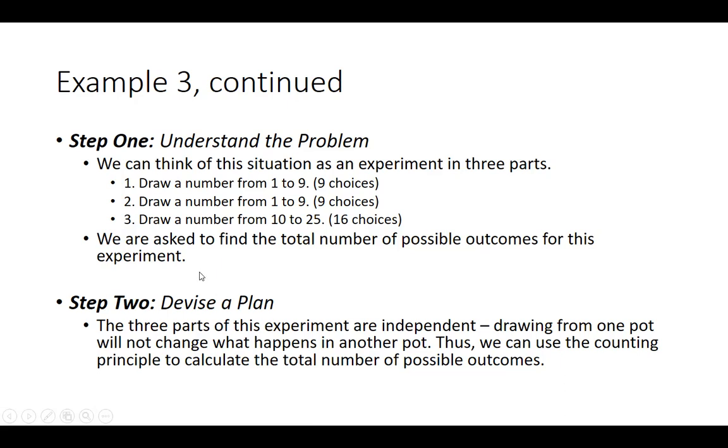So step 2, let's devise a plan. The 3 parts of this experiment are independent. Drawing from one pot will not change what happens in another pot. Thus, we can use the counting principle to calculate the total number of possible outcomes.